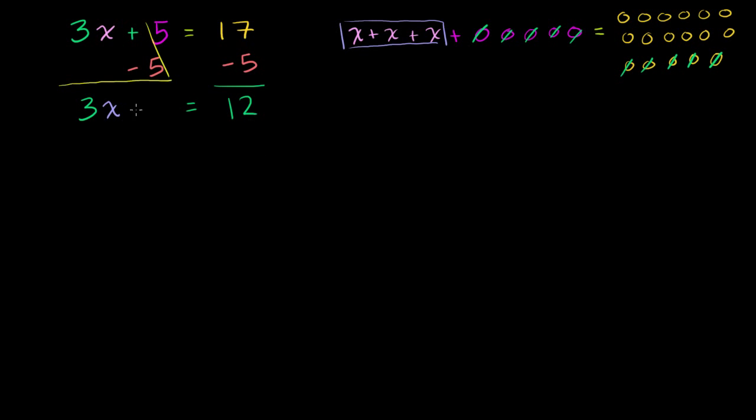So now we have it in a pretty straightforward form. 3x is equal to 12. All we have to do is divide both sides of this equation by 3. So we're just left with an x on the left-hand side. So we divide the left-hand side by 3, the right-hand side by 3.